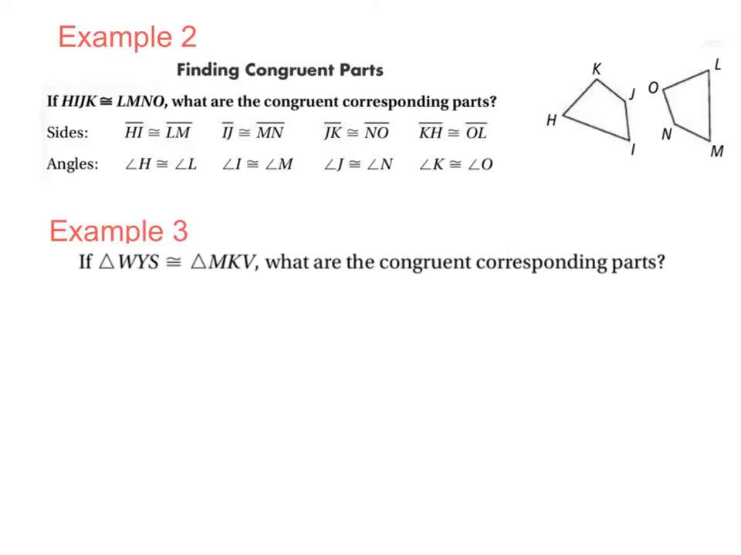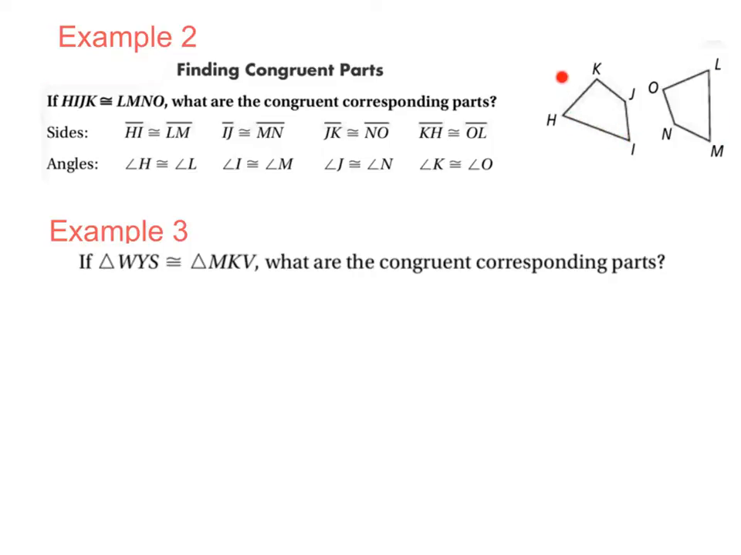So here are a couple more examples on congruent parts and congruent figures. So the first example, quadrilateral HIJK is congruent to quadrilateral LMNO. And so we can look at the corresponding sides. HI is going to correspond with LM.